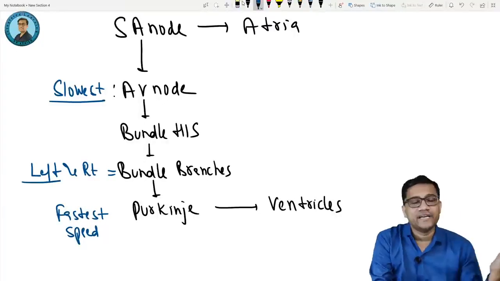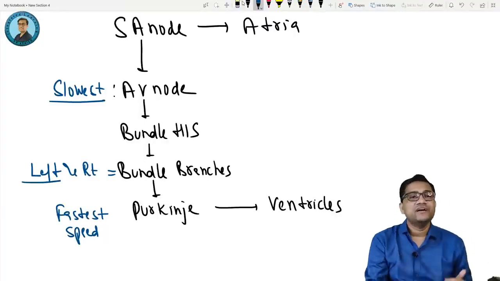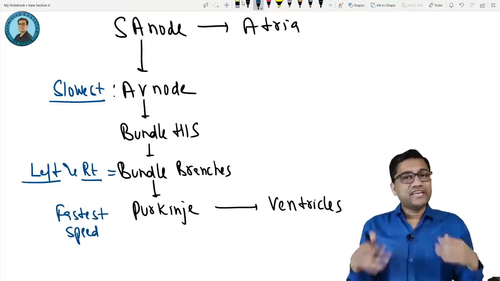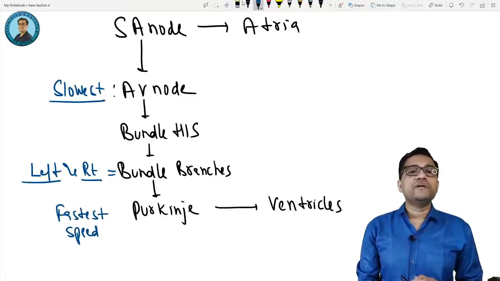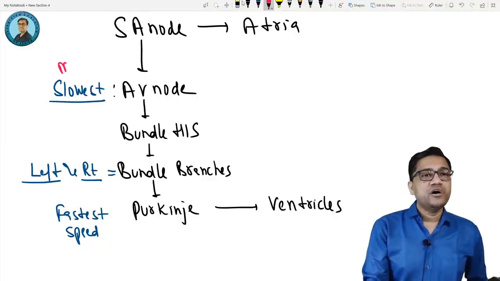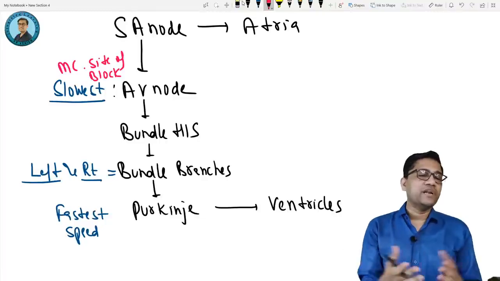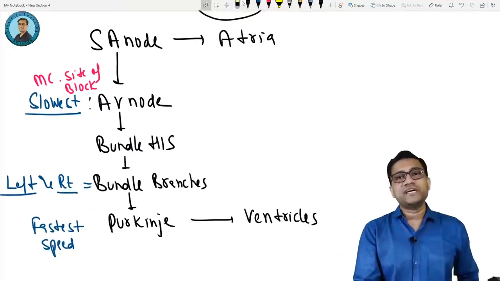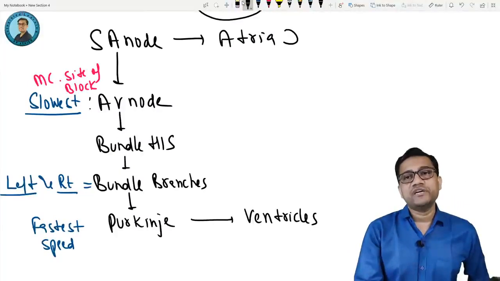The left supplies the left ventricle and the right supplies the right ventricle. So how many branches are there? Right branch and left branch, and they can be blocked. So what will be the most common site of block? The AV node is the slowest, so it is the most common site of conduction block. And then we have the bundle branches, etc. Are you clear?